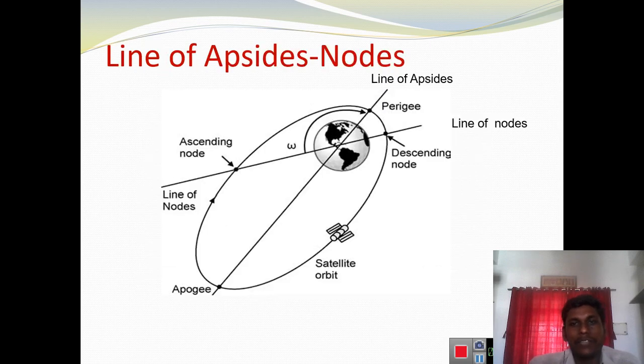And the line of apsides is nothing but the line we draw between apogee and perigee, and this line must travel across the center of the Earth. That is a very important condition for a line of apsides. It is the line joining both the apogee and perigee points.